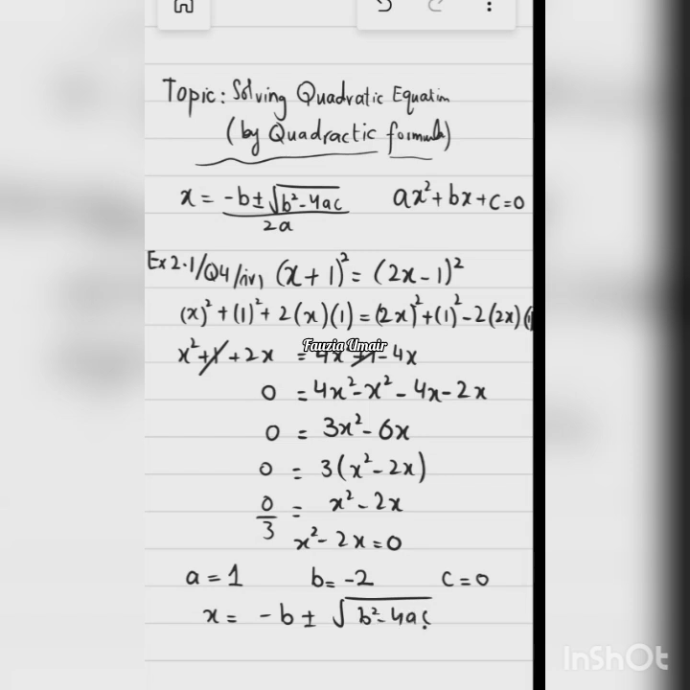divided by 2a. So just simply put the values. Minus b is minus 2, keep it in the bracket. So brackets are mandatory here. B square is minus 2 whole square, minus 4 into 1 into 0, divided by 2 into 2, minus 1.